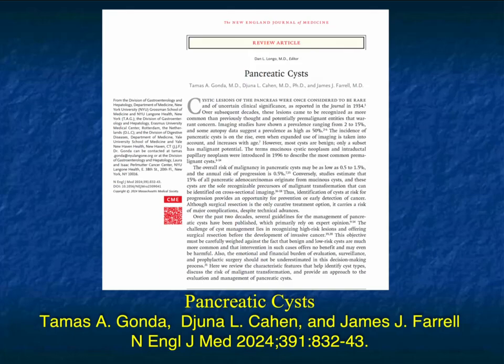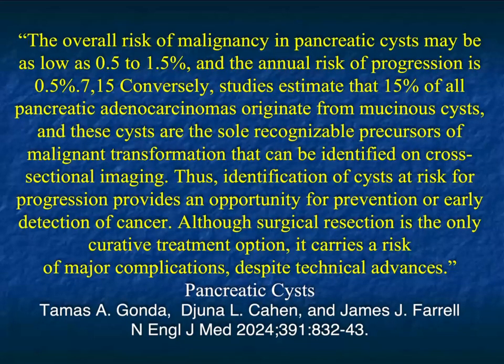I mentioned this article. It's an excellent article published the other week in New England Journal of Medicine looking at pancreatic cystic lesions, going through all the various lesions, talking about them, how you recognize them, the challenges of management. It also a number of times makes the point that AI may be the way to answer some of these challenges. In the article by Ganda, the overall risk of malignancy in pancreatic cysts may be as low as 1.5%. The annual risk of progression, 0.5.